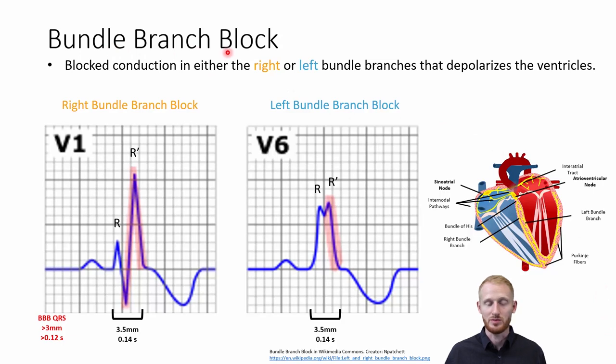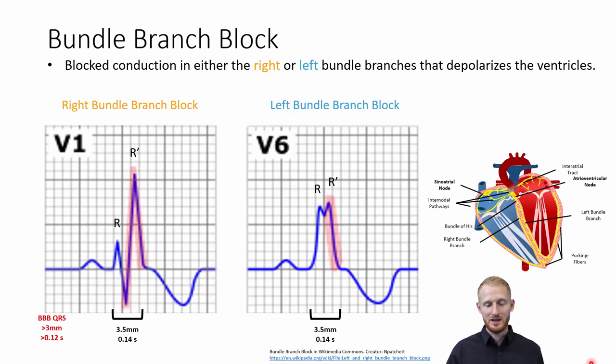The last condition that was on our table that I wanted to cover in this video is bundle branch blocks. And again, we have right and left bundle branch blocks. So if we look at our heart diagram here, we go through the AV node, through the bundle of His, and then we split into the left and the right bundle branches. And either one of those can become blocked, which means the electrical activity no longer goes through it appropriately.